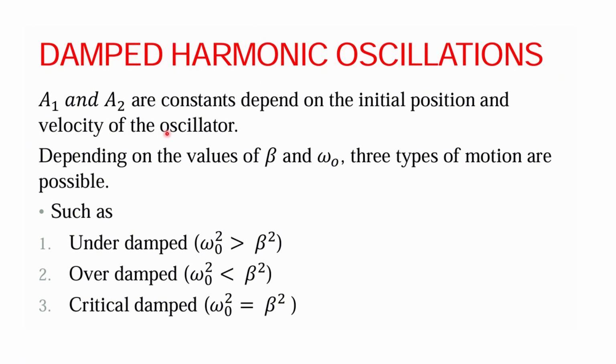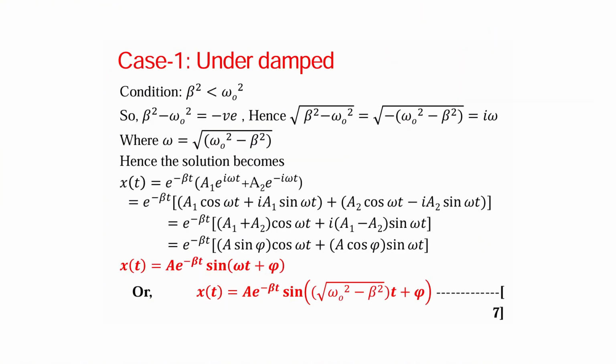Depending on their values, we get three types of motion. The first is underdamped. The system will still oscillate, but the amplitude fades gradually. The second is overdamped. No oscillation, just a slow return to equilibrium. And the third is critically damped, the fastest return to rest without oscillation.